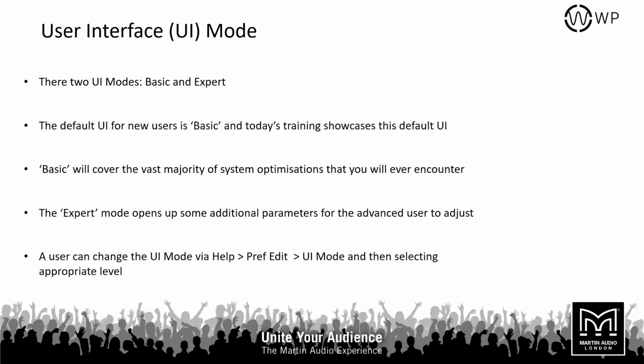So there are two UI modes within Display: there's Basic and Expert. 90%, and even more so now with the new features in Display 2.3.3, of users will come across Basic. We're going to go through that today. The Expert mode does open up a few more features for advanced users, and mostly these things are aimed more at MLA rather than WP. But you can easily change it by going into the Help Preferences menu and selecting the UI mode.